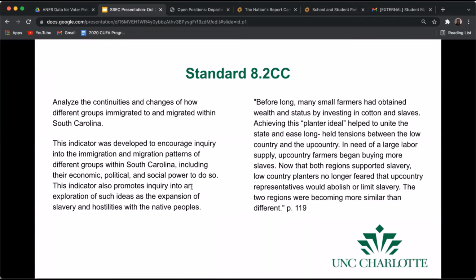So starting with standard 8.2.CC. This one was to analyze the continuous change of how different groups migrated to South Carolina. And then we aligned that with excerpts of the text. So this was an excerpt from there. The themes that we found within this excerpt were oppression and omission, which refers back to what I had seen on slide number 9.